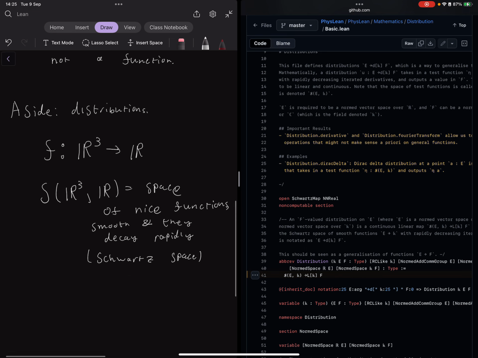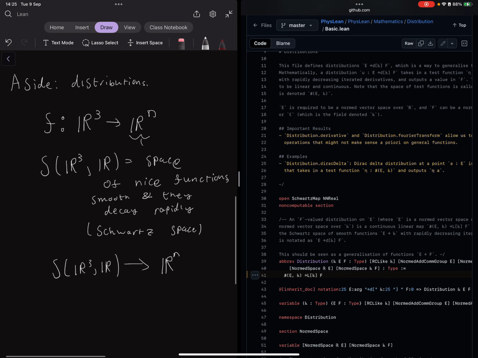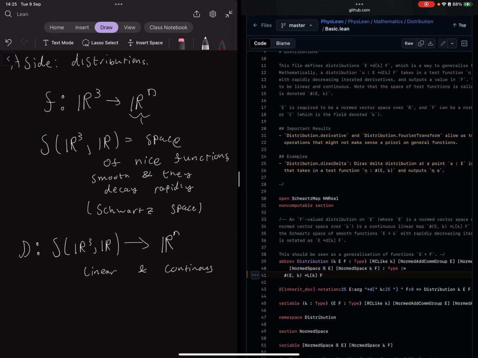So what a distribution is, it is a linear map from the Schwartz space, which is a vector space, to R in this case, because we have R here. But let's say we had Rn here, this would be Rn, but this R here would just be R. And this is a linear map, and it has to be continuous. So linear and continuous. And that is what a general distribution is. It's just a linear continuous map from this space of Schwartz maps to R.